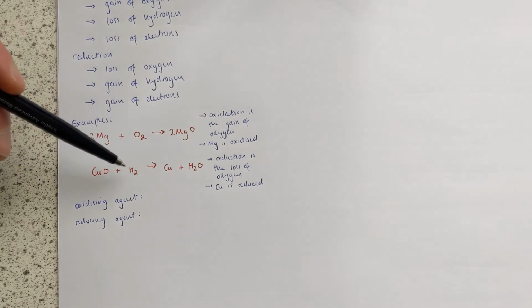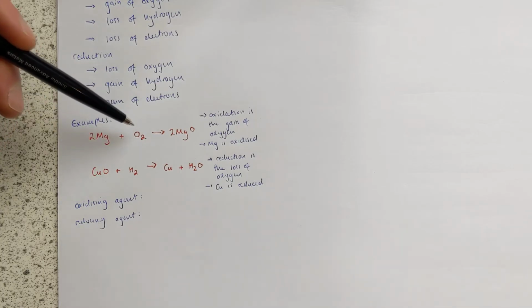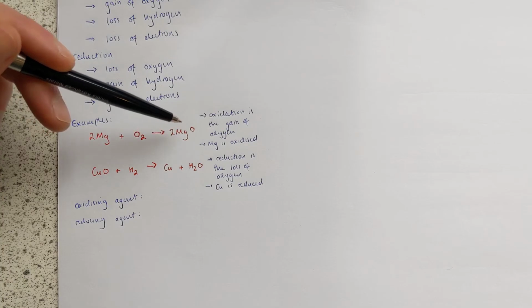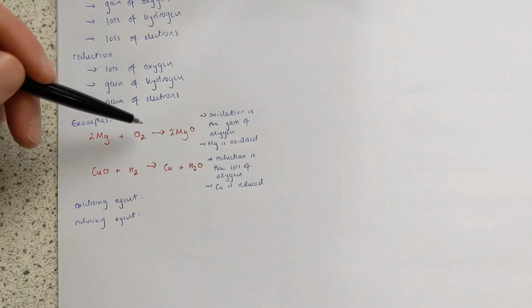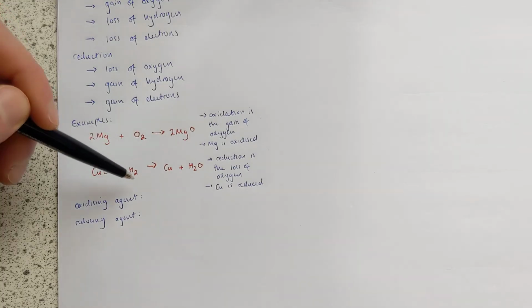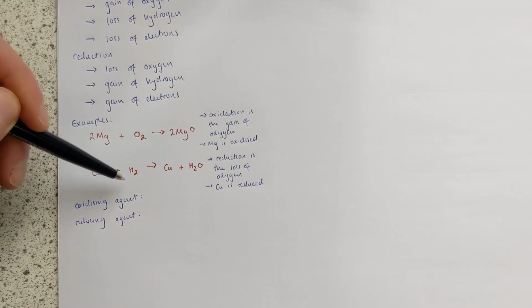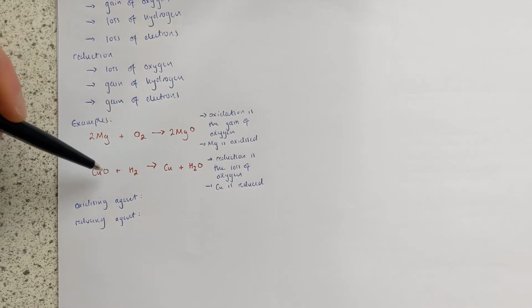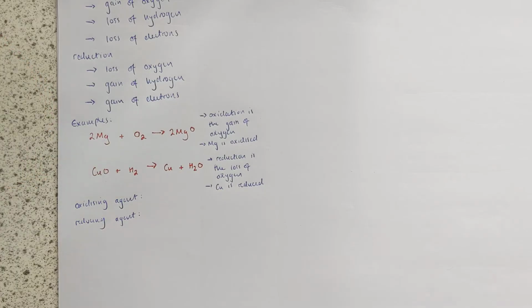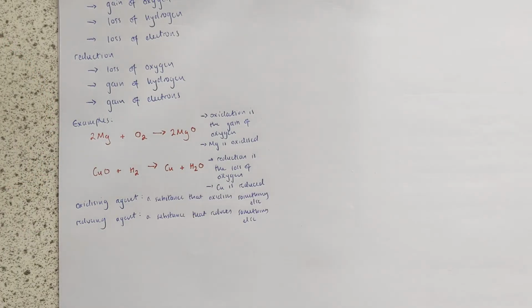So for example, in the first equation, we look at the oxygen here. The oxygen has allowed the magnesium to be oxidized. Therefore, we'd say that the oxygen is the oxidizing agent. It's allowing something else to be oxidized. If we look at the second example, the hydrogen here has taken the oxygen away from the copper. Therefore, the hydrogen has allowed the copper to be reduced. And therefore, the hydrogen is the reducing agent. So there we have it. An oxidizing agent is a substance that oxidizes something else. A reducing agent is a substance that reduces something else.